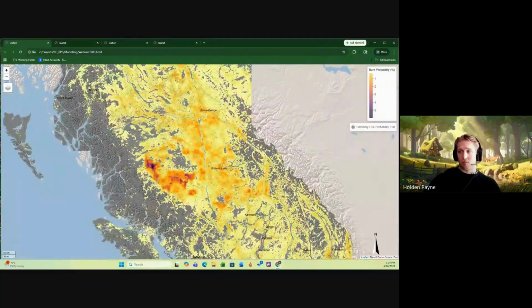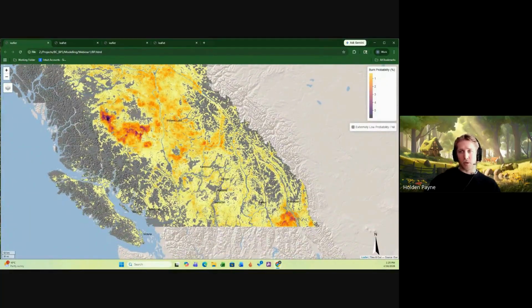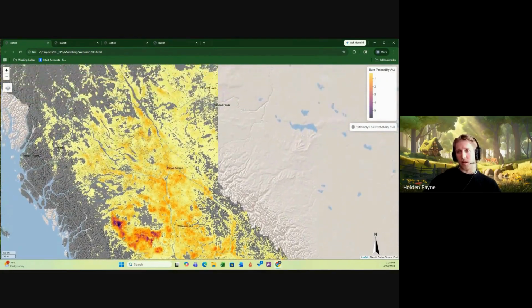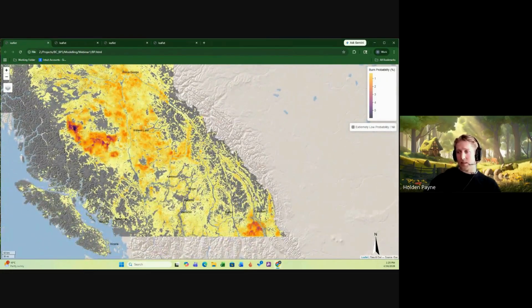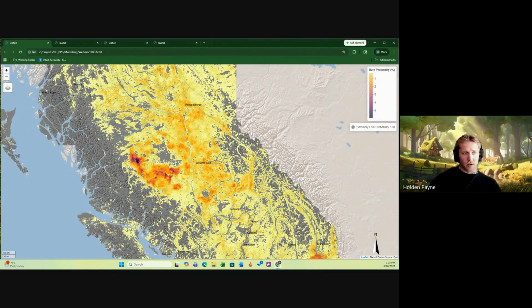And you can see we're really finding extreme and large increases in burn probability, particularly in the Caribou, much like a lot of y'all pointed out, and down in the southern Rocky Mountain Trench and the southern and southeastern interior as well. We found that our maximum was 6%, which was that kind of 20-year return interval, but 95% of the province has return intervals of greater than 100 years.